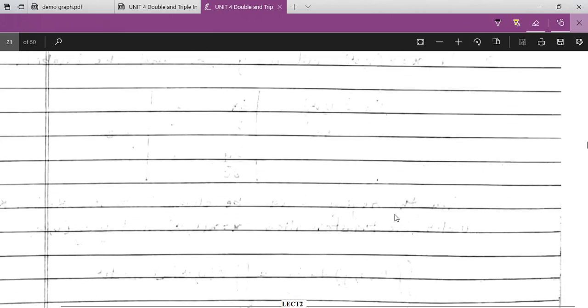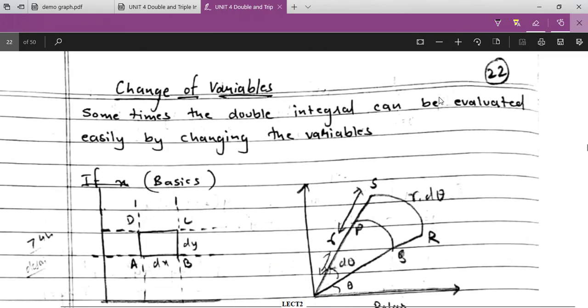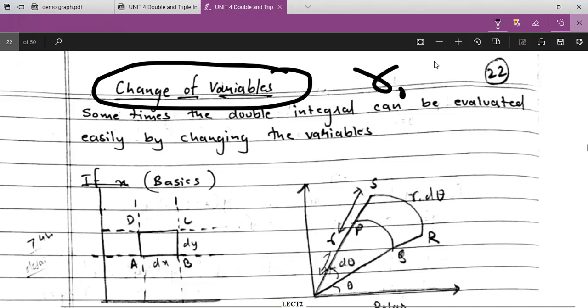Okay, so this is all about change of order of integration. So this is the end of lecture 2. In my next class I will be dealing with the concept of change of variables in terms of r and theta.